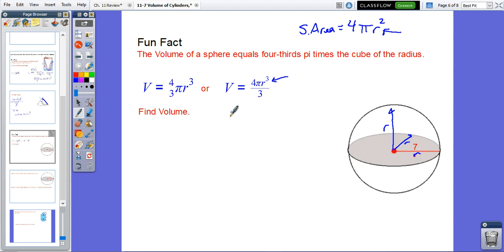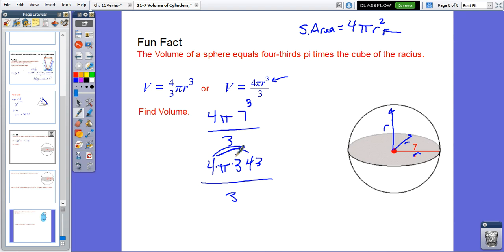All right, so we put in our formula here. We got 4 pi, our radius in our practice problem is 7, so 7 cubed over 3. Go ahead and cube your 7, so make sure you do that. If you do it correctly, you should get 343. So we got 4 times pi times 343 over 3. Let's go ahead and multiply these two numbers on top. So times 4, we end up getting 1372 pi all over 3.